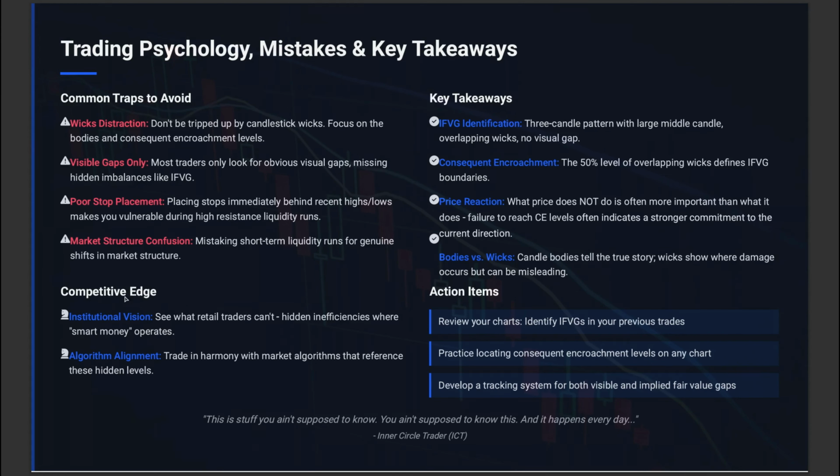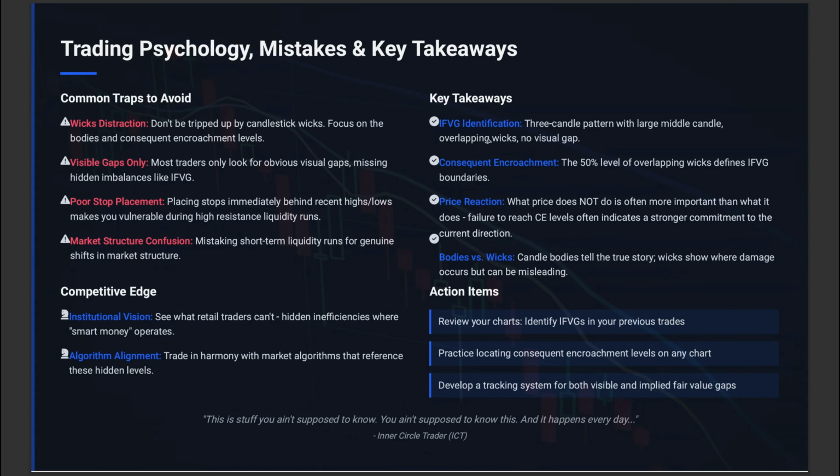Now, competitive edge, institutional vision. See what retail traders can't. Hidden inefficiencies where smart money operates. Algorithm alignment. Trade in harmony with the market algorithms that reference these hidden levels.